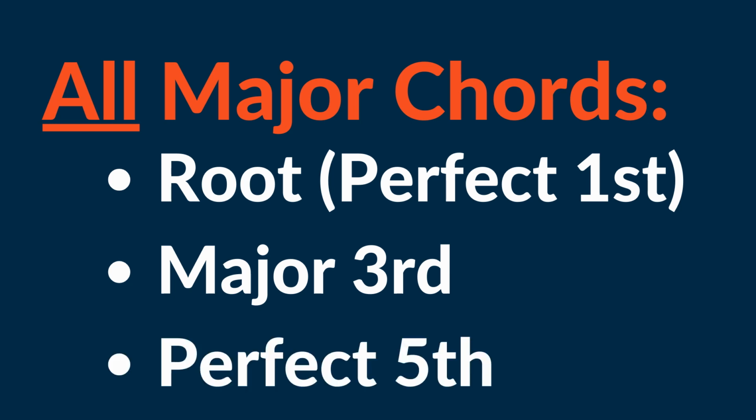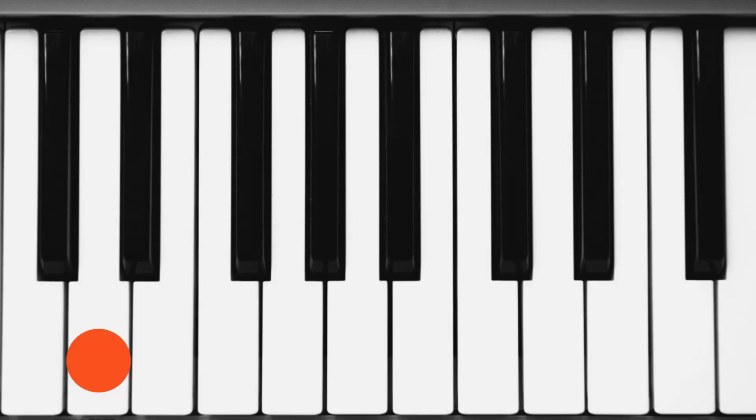So if we're going to create a D major chord, the easiest part is the root note, or the perfect first, and that's just the name of the chord. Since we're talking about a D major chord, the root note is a D. Next we have our major third.